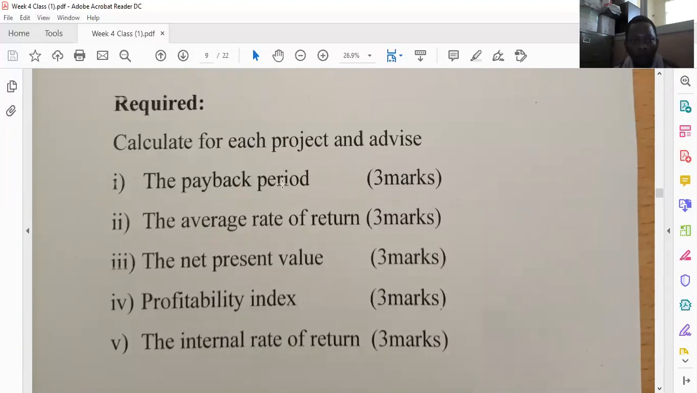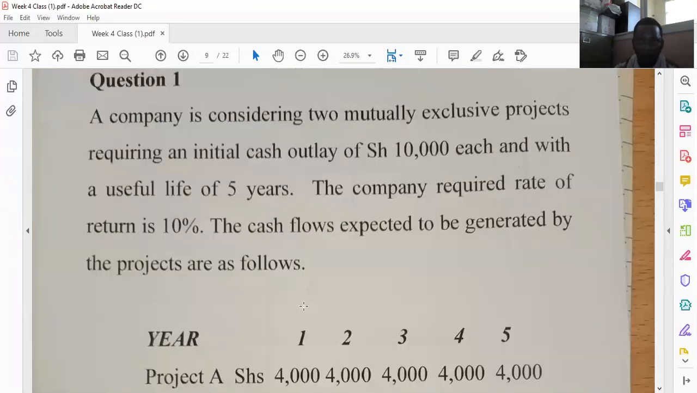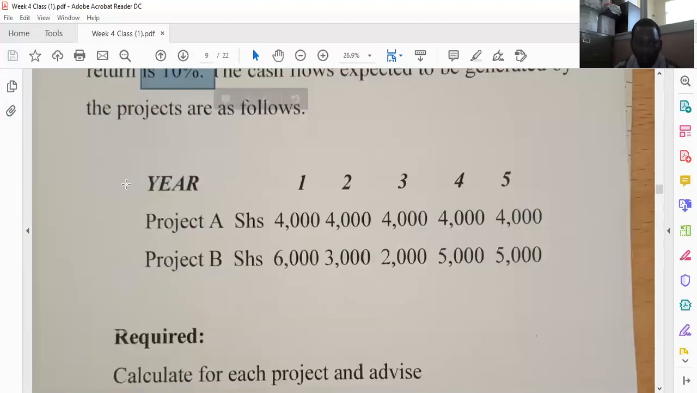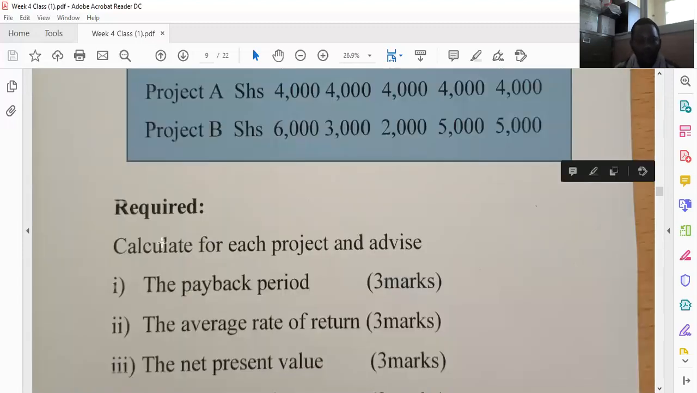So 1, we calculate the payback period, 2, the average rate of return, 3, the net present value, 4, the profitability index, and 5, the internal rate of return. Please take note of the key items in this project because we may not come back to this page. The key items are that there's an initial outlay of 10,000 shillings, the project lifespan for each project is 5 years, and the discounting rate or required rate of return is 10%. Those are the cash flows of the two projects, and this is what you're required to do.